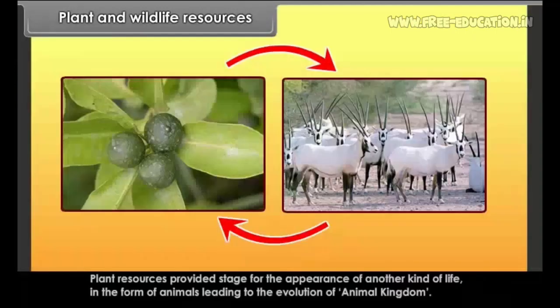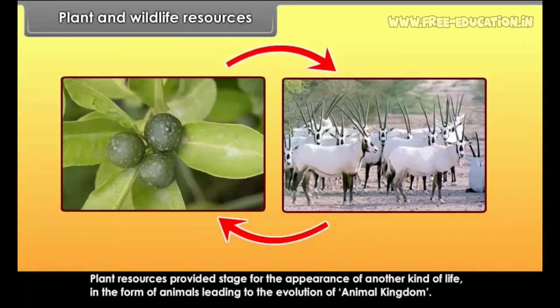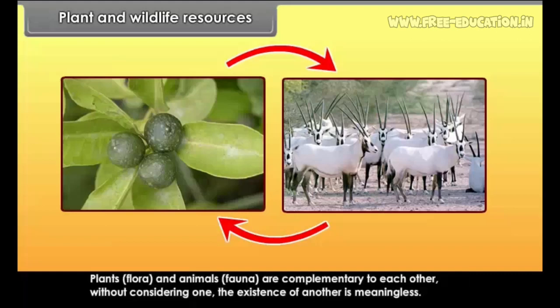Plant resources provided the stage for the appearance of another kind of life in the form of animals, leading to the evolution of animal kingdom. Plants, flora, and animals, fauna, are complementary to each other. Without considering one, the existence of another is meaningless.